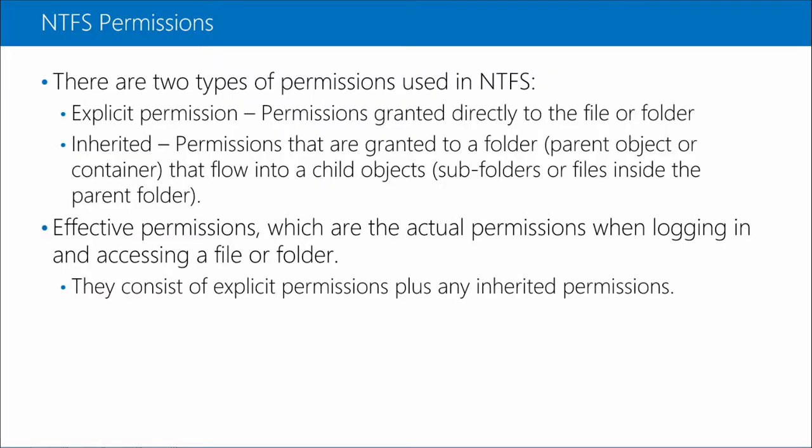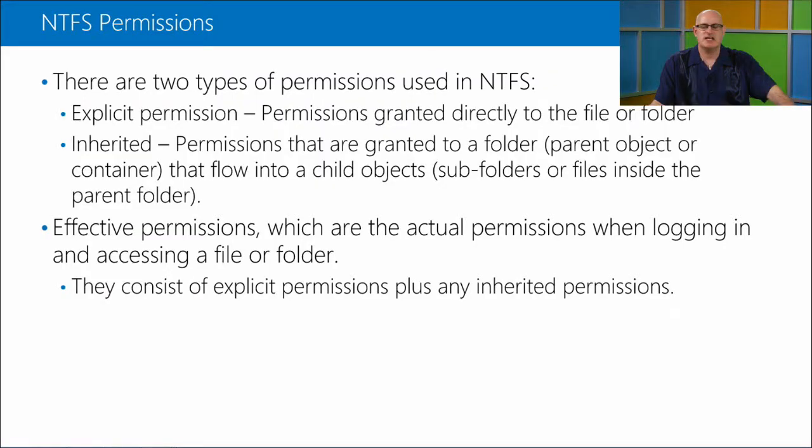NTFS permissions, there are two types of permissions used in NTFS, explicit permission and inherited. Explicit says, at a file level, folder or a file, I have explicit permissions to this that say I can read, I can write, I can create, I can do whatever is explicitly given. Versus inherited. Inherited says, somewhere up here in the file system, a folder has been given permissions, read, write. So down that hierarchy, down that structure, I have those same permissions unless an explicit permission was given.